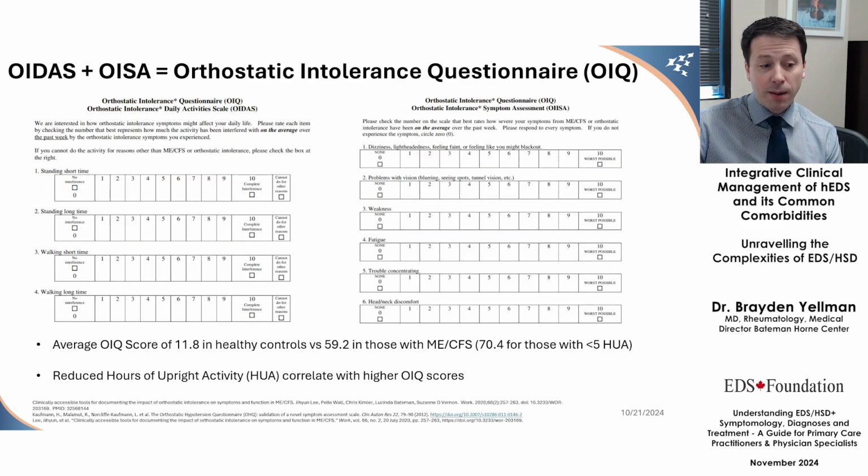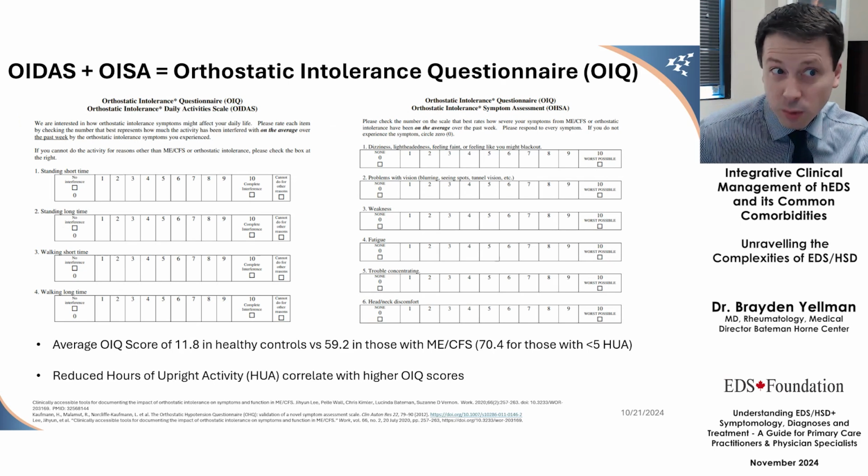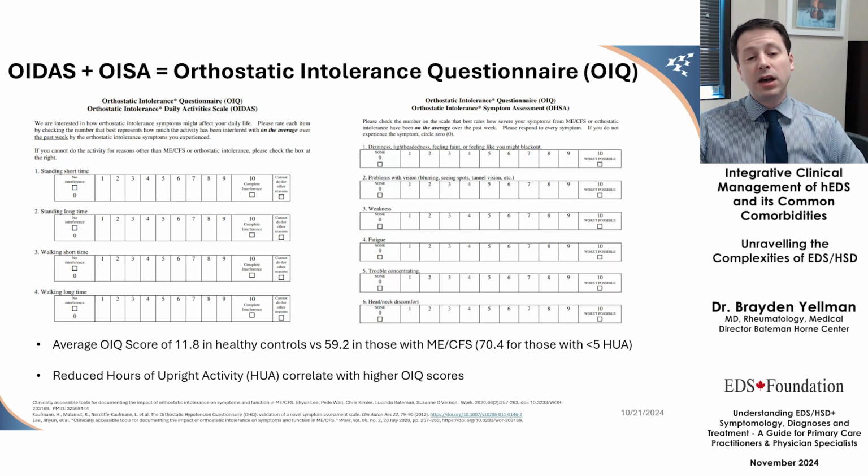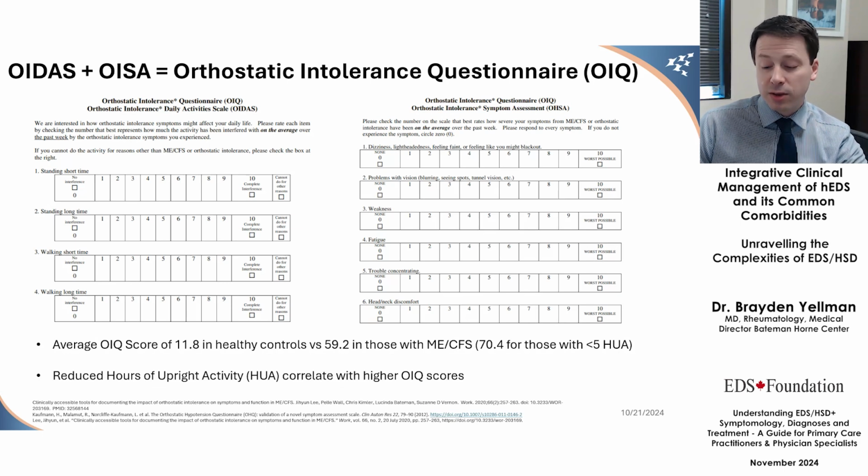Additionally, we have patients that we know have hypermobility or have concern for orthostatic intolerance fill out orthostatic intolerance questionnaires. On the left, you can see an orthostatic intolerance daily activity scale. On the right, an orthostatic intolerance symptom assessment. And we have found that healthy controls will have an OIQ score of approximately 11.8 when you add the scores up from these two questionnaires, whereas patients with POTS and ME/CFS will have anywhere from about 59 up to about 70 on their scores. So very big differences that tell you orthostatic intolerance is present. And we see that the more you have reduction in hours of upright activity, the higher the OIQ scores are. So those actually correlate. Another very easy tool to screen for orthostatic intolerance.